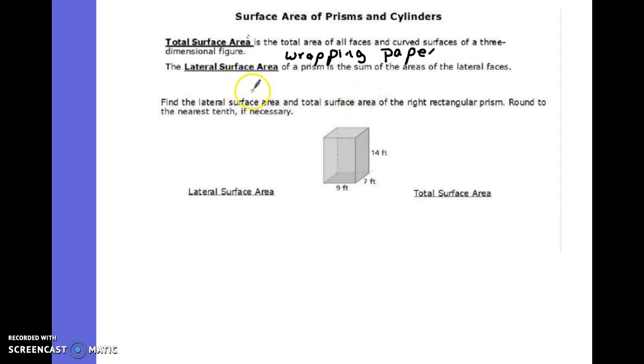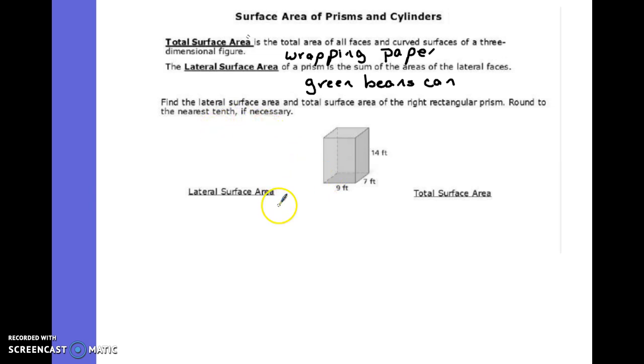Now, the lateral surface area, that means we're just going to wrap the sides. Kind of like when you look at a green beans can, they only put the label around the sides. It's not across the top and the bottom. So lateral surface area is when we just wrap the sides. Total surface area includes the top and bottom.